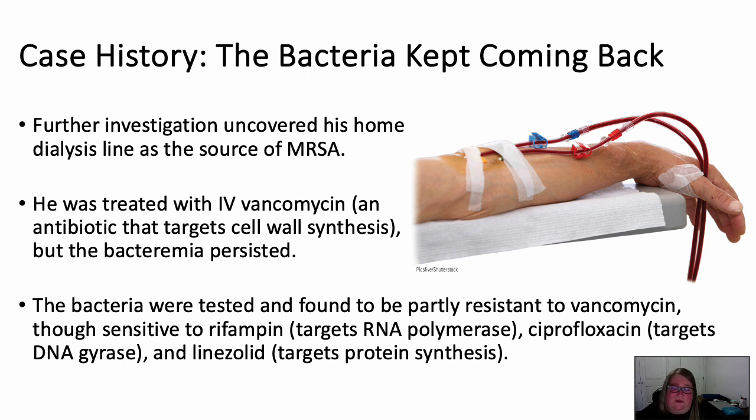So they took another sample from Harrison, and they tested them for whether they're susceptible or resistant to different antibiotics. Unsurprisingly, they found that these bacteria were partially resistant to vancomycin. But they were sensitive to rifampin, which is going to target RNA polymerase. They are going to be sensitive to ciprofloxacin, which is going to target DNA gyrase, and linezolid, which is going to target protein synthesis.